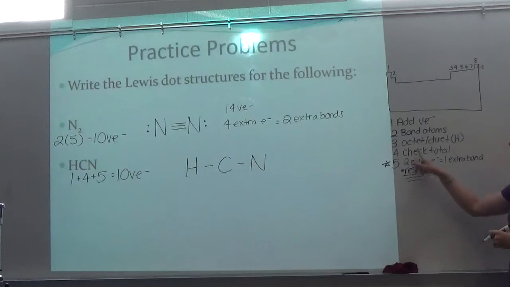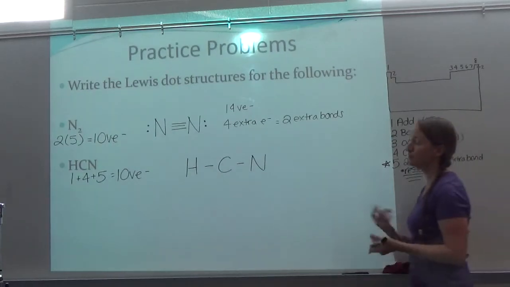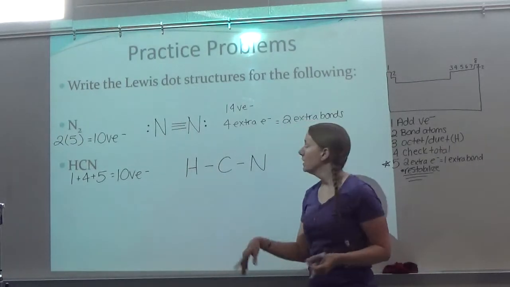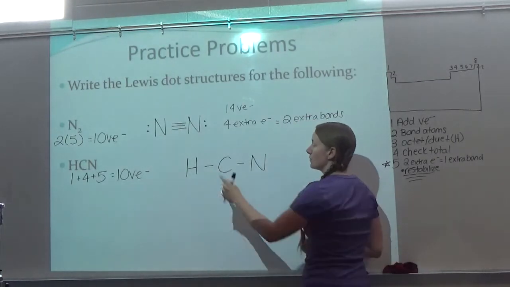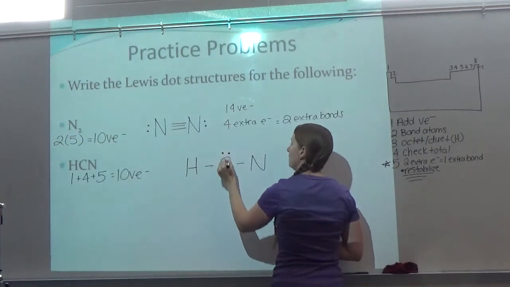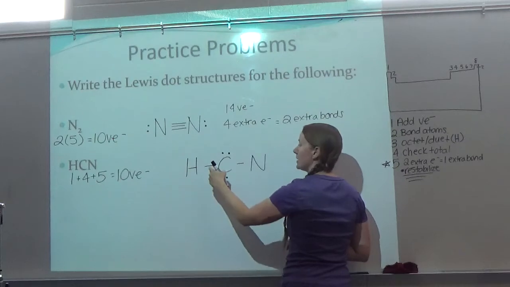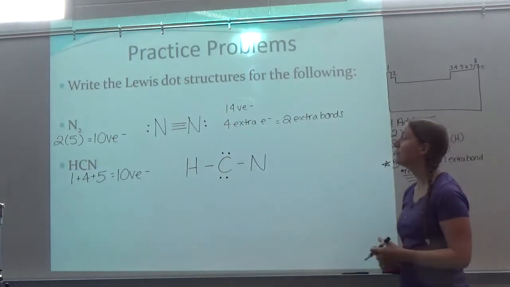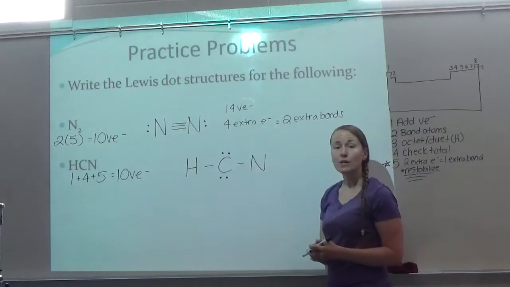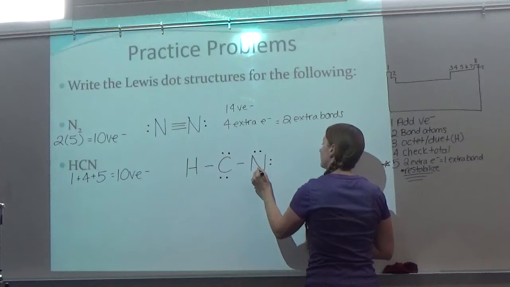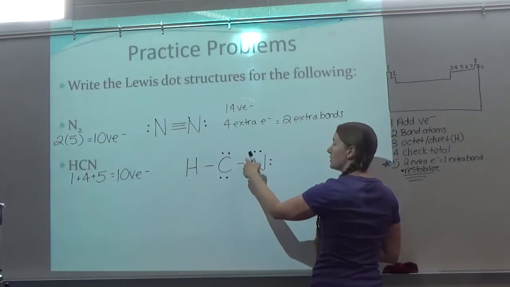So step 3 is follow the octet and duet rules. We know hydrogen follows the duet rule, so let's do it first. It has 2, so it's good to go. Carbon and nitrogen follow the octet rule. Carbon has 2, so it needs 6 more, and now it has 2, 4, 6, 8, so it's stable. Nitrogen has 2, it needs 8, so it needs 6 more. So nitrogen has 2, 4, 6, 8.